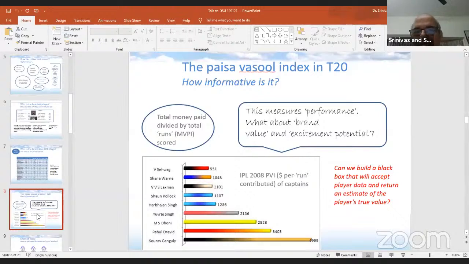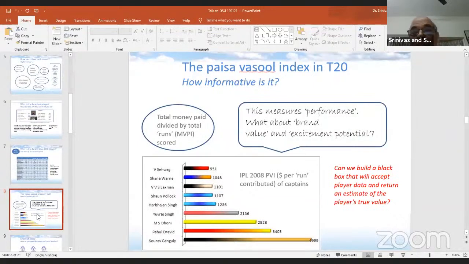And eventually, if I'm a franchise owner, I want to know, okay, I paid this guy so much. What did I get out of him? That's the paisa vasool index, right? If I'm a franchise owner, what would I like most? I would like to pay him as little as possible and get as much as possible out of him, right? So that's exactly what it is.